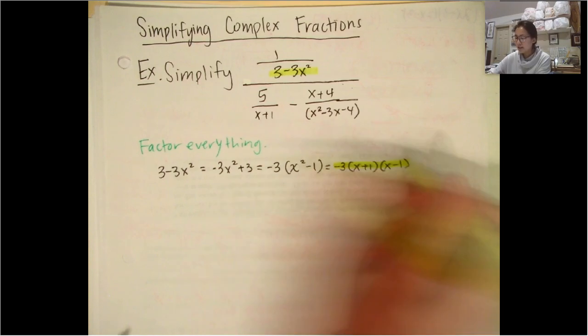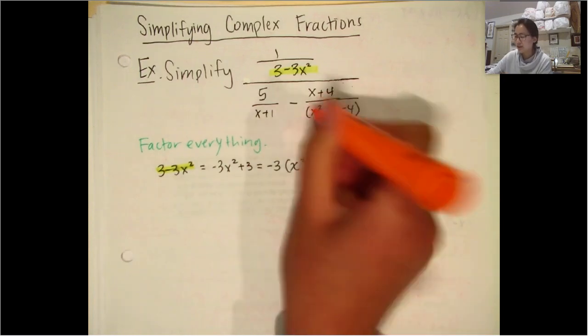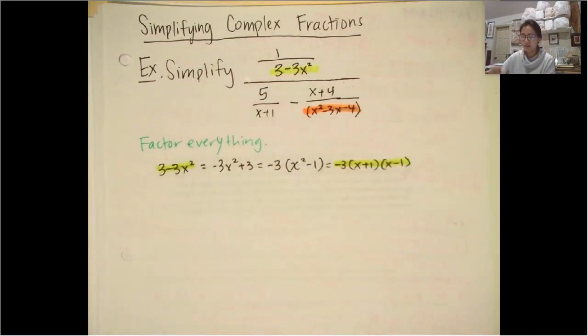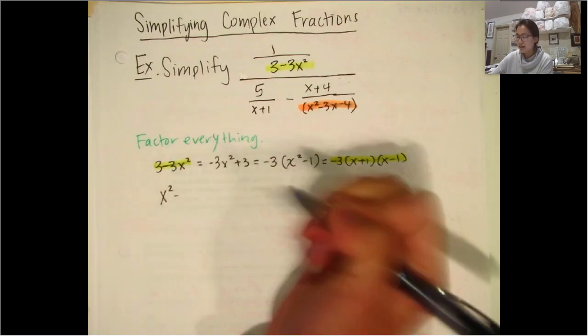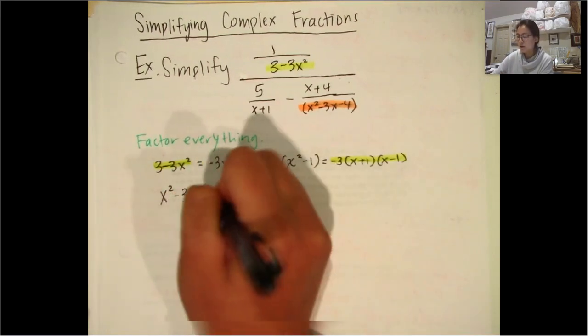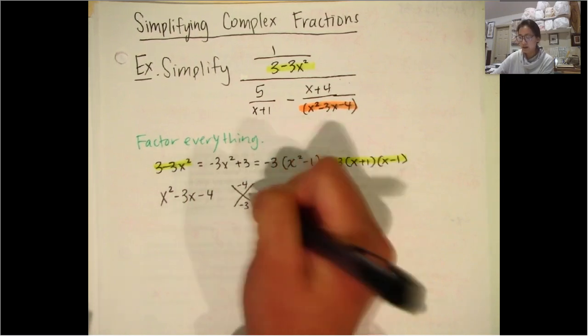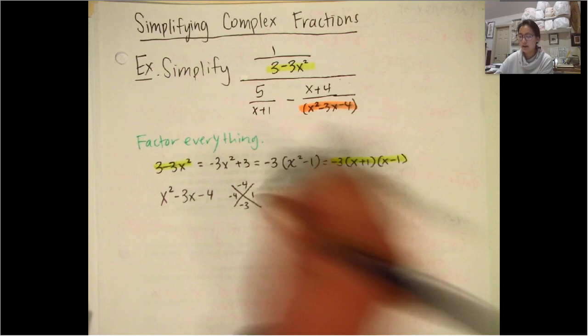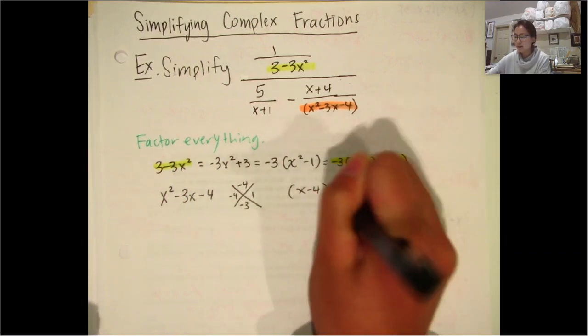The other thing that I see that we need to factor is the denominator in the fraction that's in the denominator. So that x squared minus 3x minus 4. This looks like it needs to be factored, so we'll go ahead and factor that. That one's easy. So x squared minus 3x minus 4. We typically make our big x. We put negative 4 at the top and negative 3 at the bottom, and we end up with negative 4 and 1. And so this should factor to x minus 4 times x plus 1.